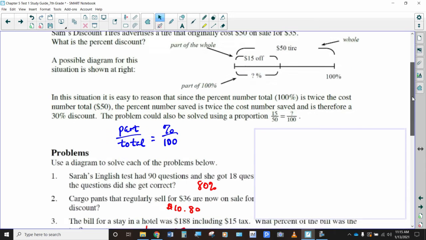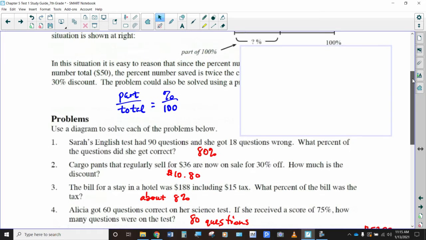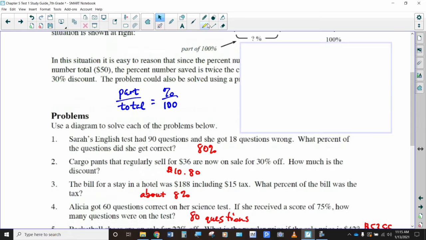So I've got this little board over here that I'm going to use. Maybe I'll put it right there for now. I'm going to go over problem number 1 and highlight the different parts of this. Part will be highlighted in yellow, total in green, and in blue I will highlight the percent. So remember, we've got to find 2 of these 3 and put them in the appropriate place.